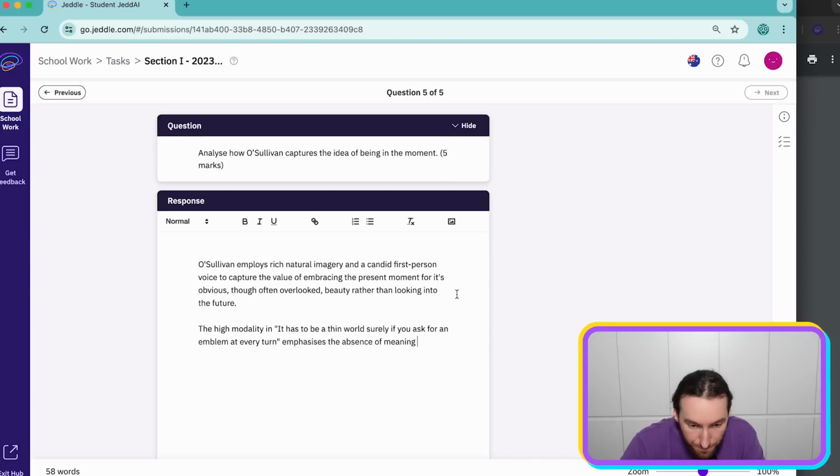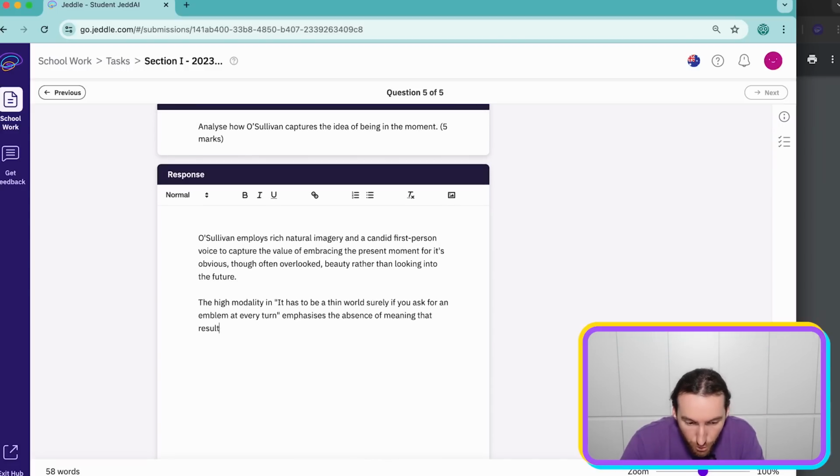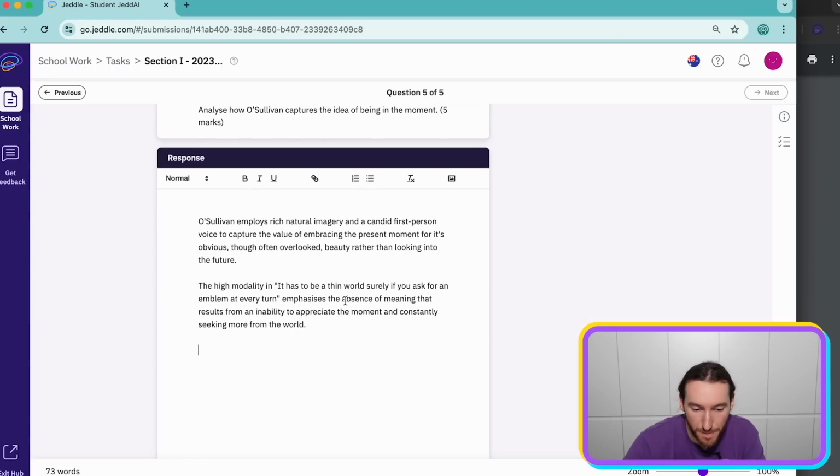Emphasizes the absence of meaning that results from a tendency, from an inability to appreciate the moment and constantly seeking more from the world. Okay, great, done. Let's not overcomplicate it. Technique, quote, verb, effect, specific insight in there as well, which is nice. Okay.